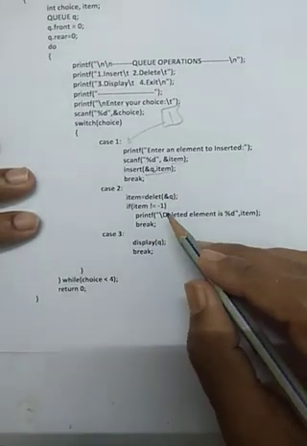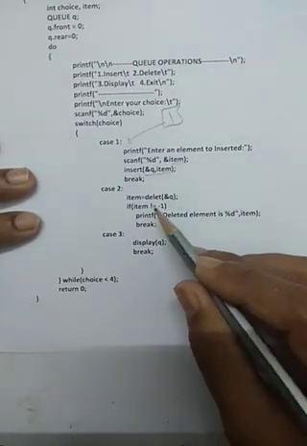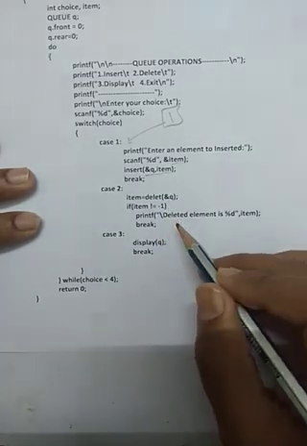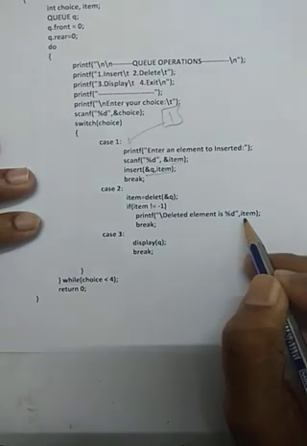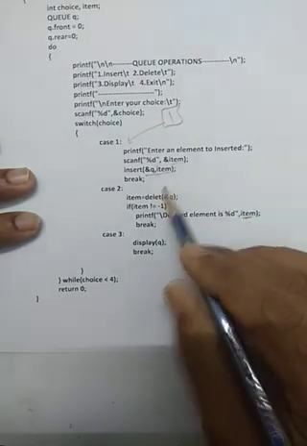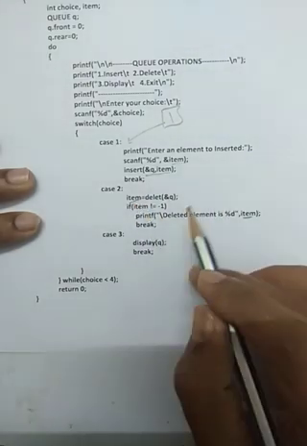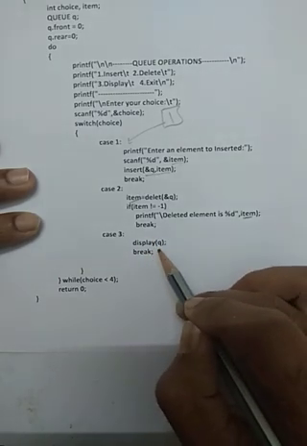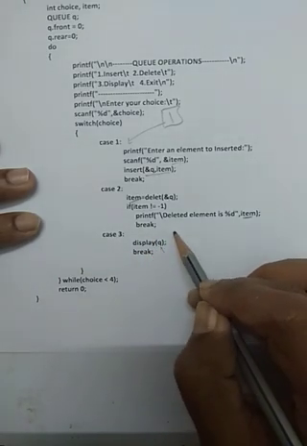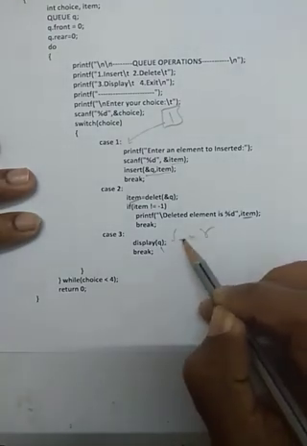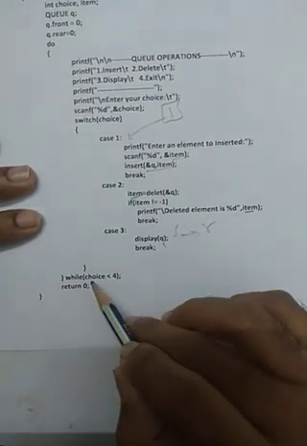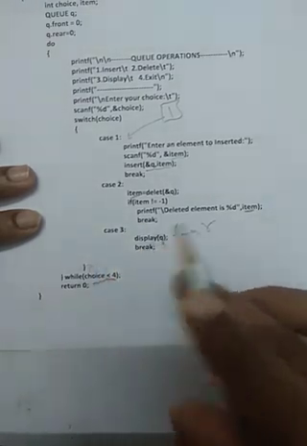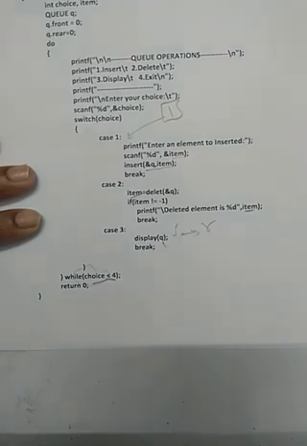So if the return value is -1, I will not do anything. If it is not equal to -1, then I say the deleted element is item. And what is this item? Whatever is returned by the delete function. The last option is display, which is going to just display from front till rear of the queue. And if I enter something more than 4, the while loop is going to break, and the program is going to terminate.